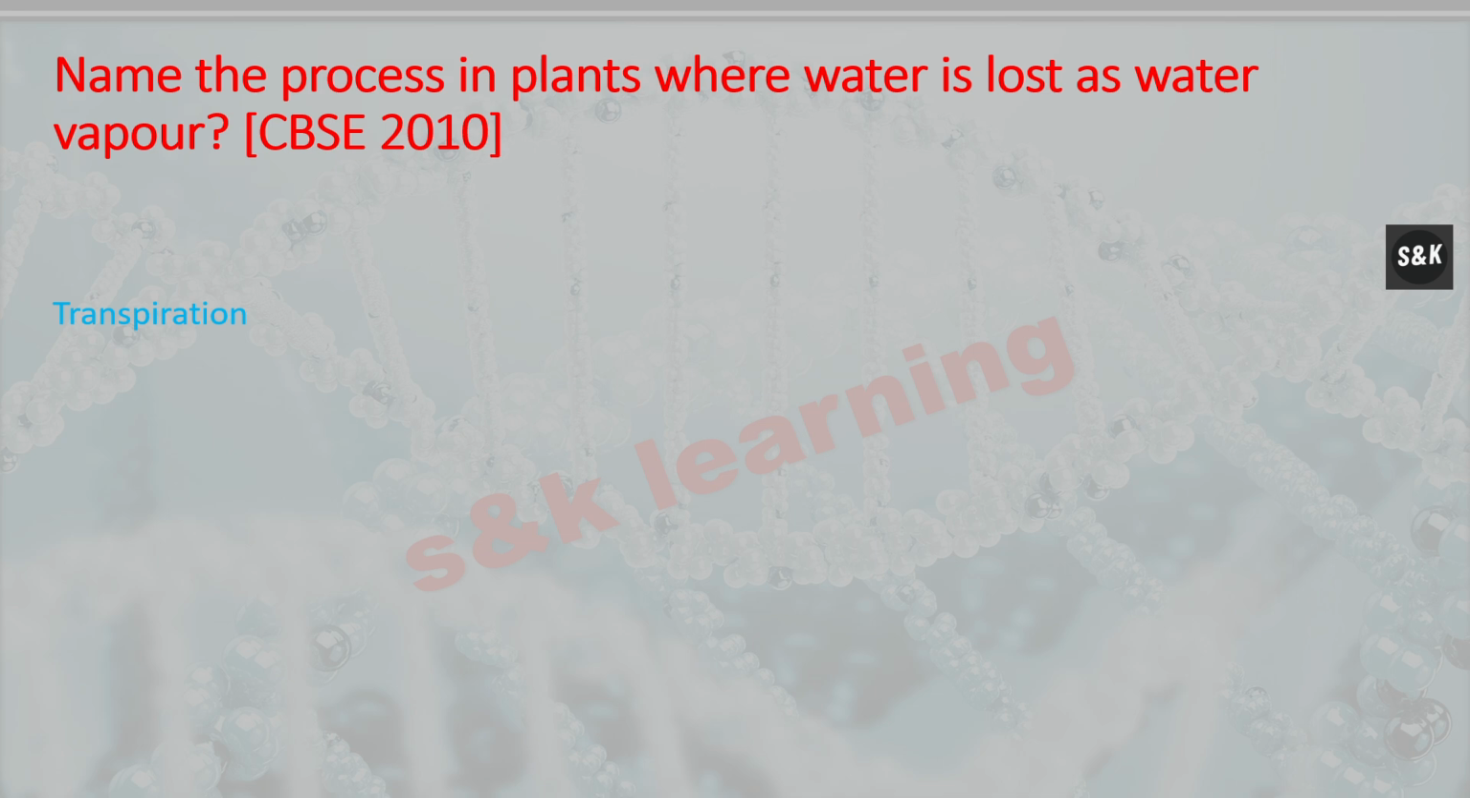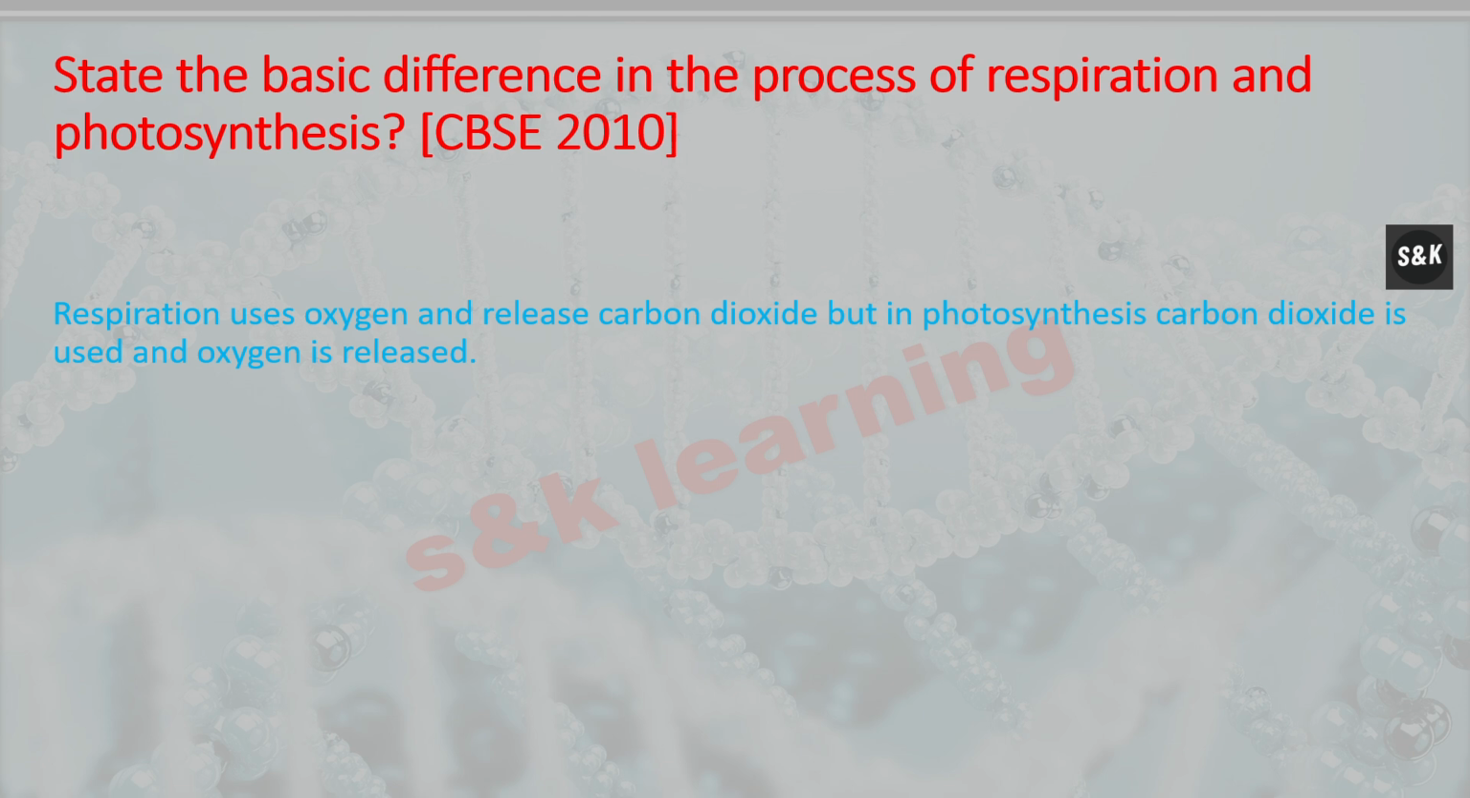Next, name the process in plants where water is lost as water vapor. The answer is transpiration. State the basic difference in the process of respiration and photosynthesis. Respiration uses oxygen and releases carbon dioxide, but in photosynthesis carbon dioxide is used and oxygen is released.